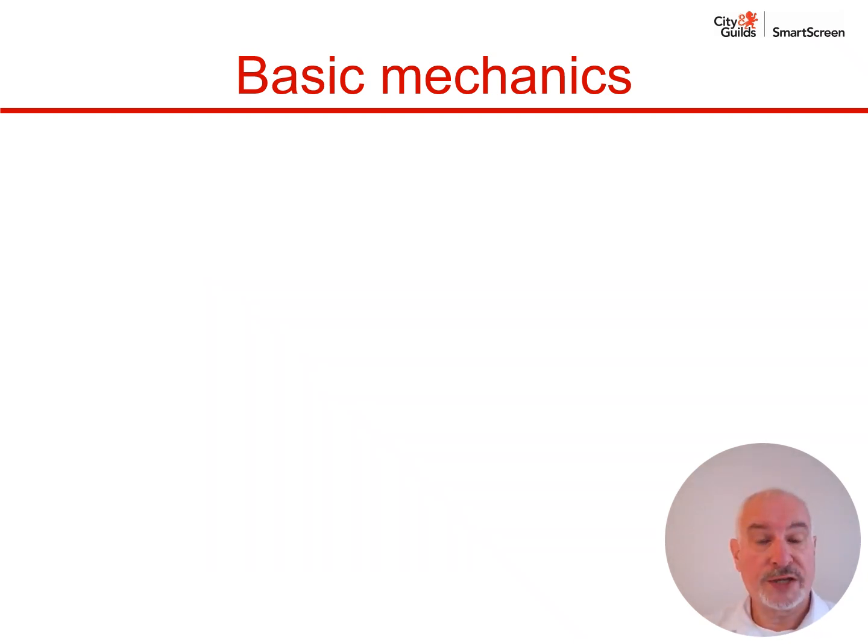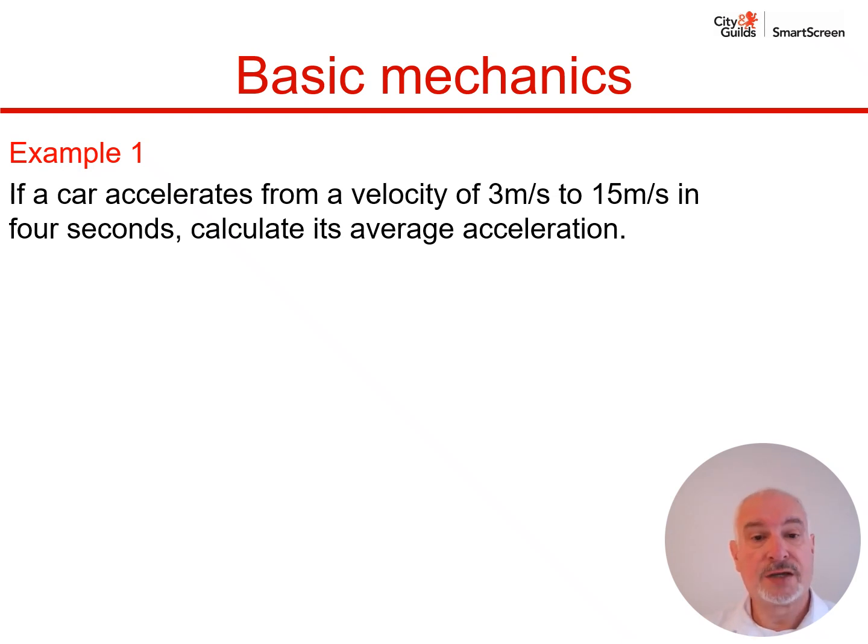We're going to work through an example now to put this into practice. So here's the question. If a car accelerates from a velocity of 3 meters per second to 15 meters per second in 4 seconds, calculate its average acceleration.